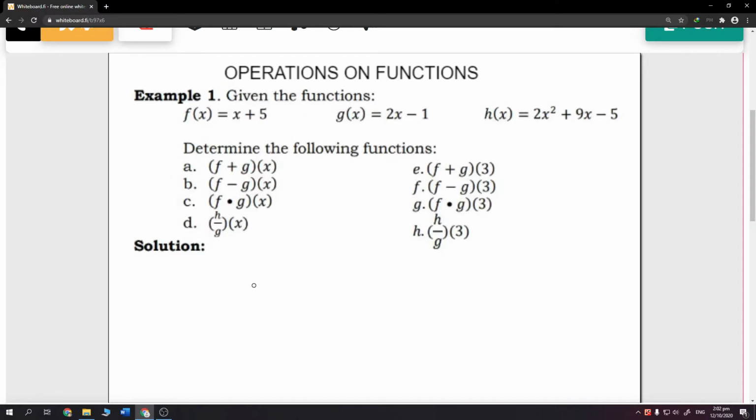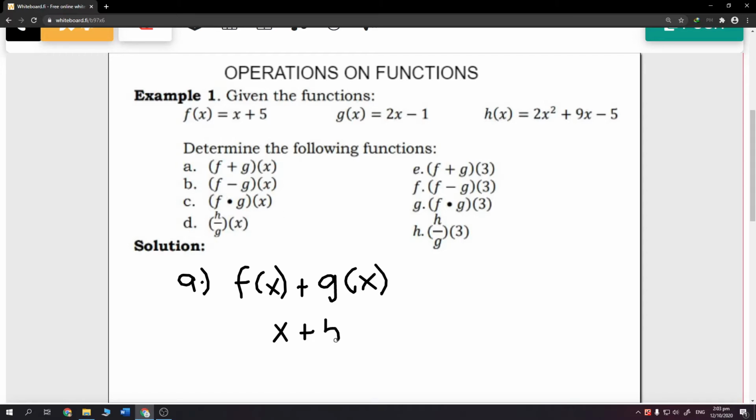We're going to discuss now the examples of operations on functions. We have the following given functions: f(x) equals x plus 5, g(x) equals 2x minus 1, h(x) equals 2x squared plus 9x plus 5. Letter A, we have the sum of two functions, f(x) plus g(x). We can do this vertically or horizontally, but I prefer to solve this vertically.